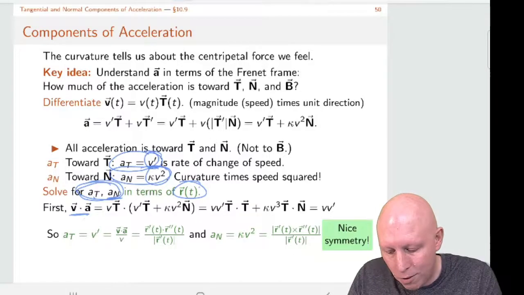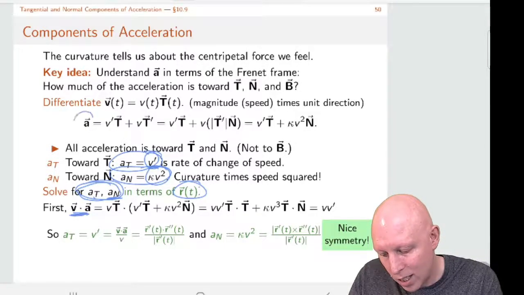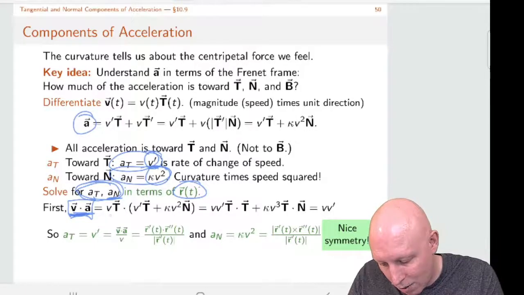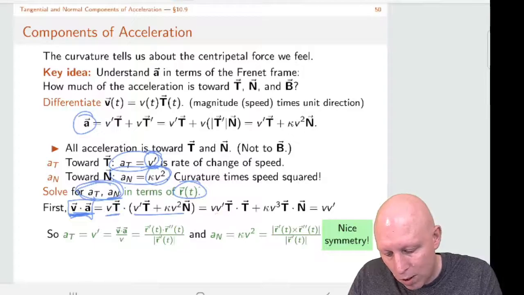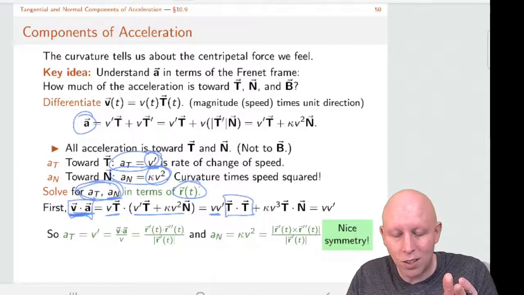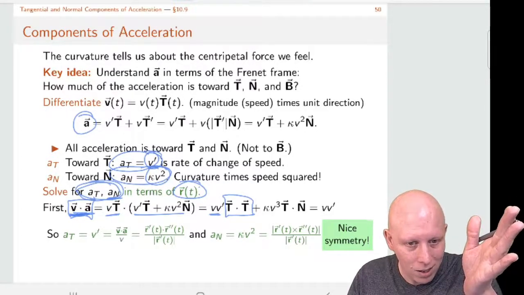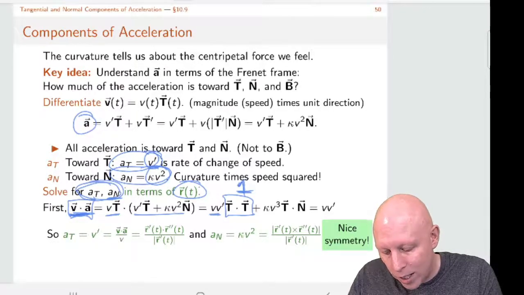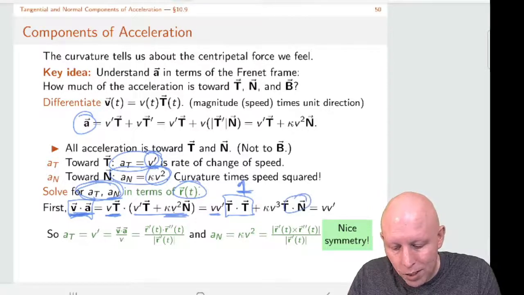So if we take v dot a, so if we take this acceleration and we dot it with v, then we can take v times t times this, so we get v primed times t dot t. And now that's a vector, 2 unit vectors in the same direction, so this value is equal to 1. And then if we look at vt dotted with kv squared n, then you get 2 vectors that are perpendicular to each other. And so this dot product is 0.